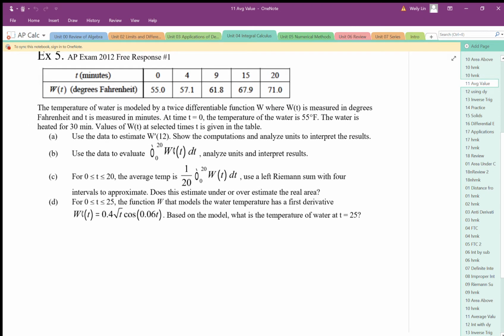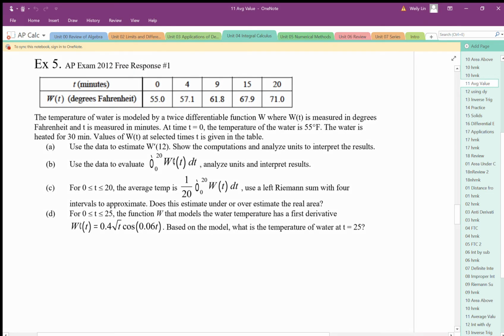Okay, so this problem here is an AP exam free response number 1 question. The last part of this question needs the graphing calculator. Something's gone wrong with my notation here. Okay, I think that's W prime right there. So part 1 says use data to estimate W prime at 12.